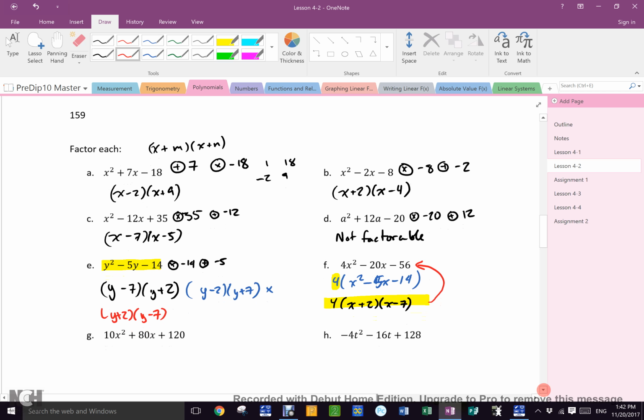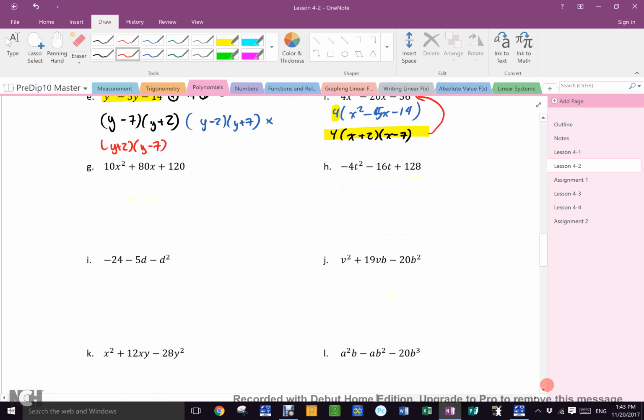Okay. So what are you doing with G? Simplify away. What's coming out? 10. What's staying in? x squared plus 8x plus 12. What is it? 10, x plus 2, and x plus 6.